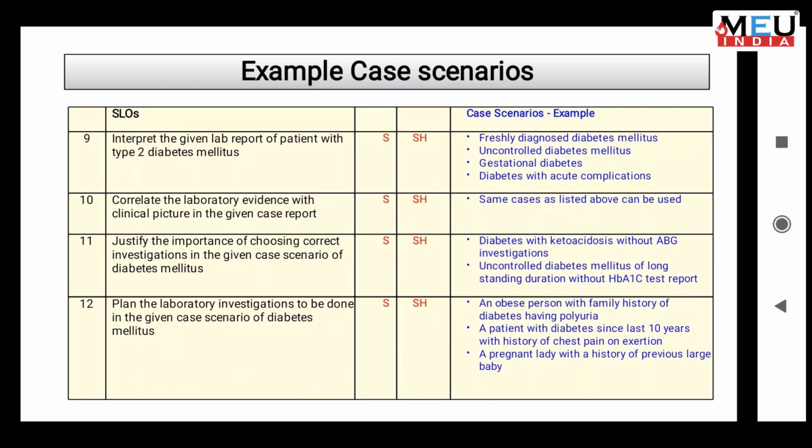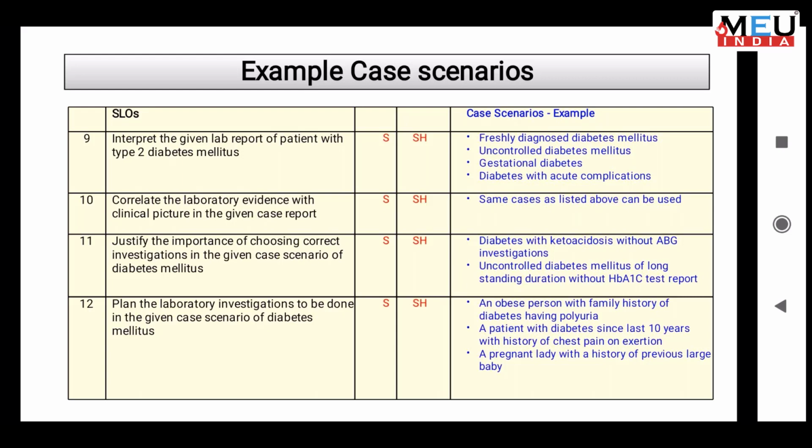For the second one, to correlate the laboratory evidence with clinical picture, the same cases can be used. Now the next one, to justify the importance of choosing correct investigations in a given case scenario of diabetes, we can make cases in such a way that we add irrelevant investigations or remove the relevant ones and then ask them to justify. Like for example, diabetes with ketoacidosis without ABG investigations, or uncontrolled diabetes of long-standing duration without HbA1c test reports, or something like that.